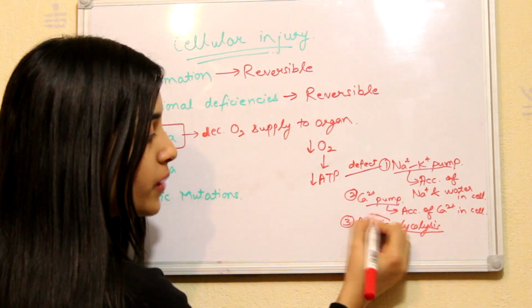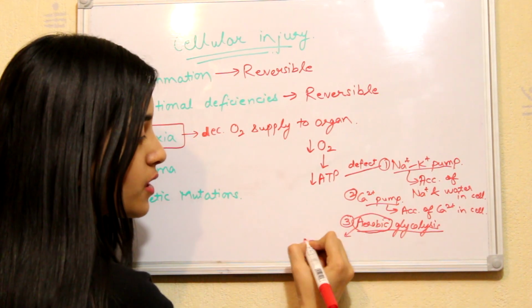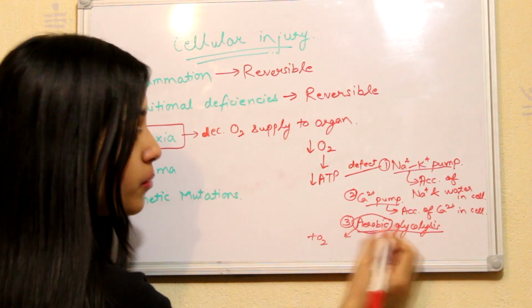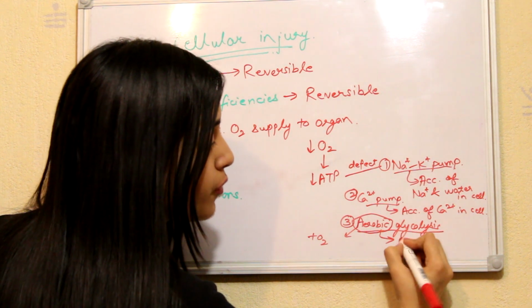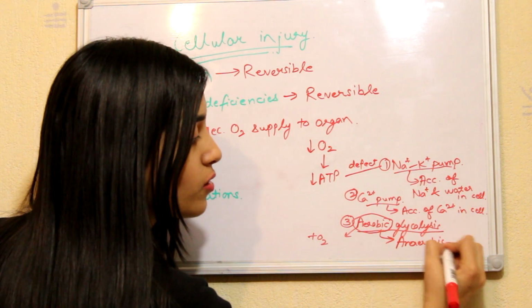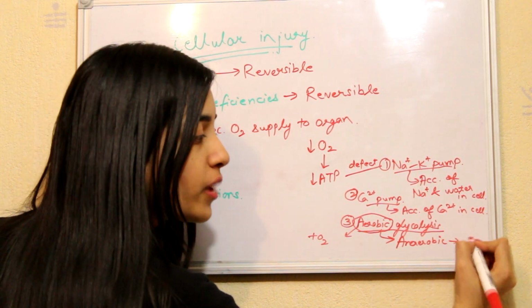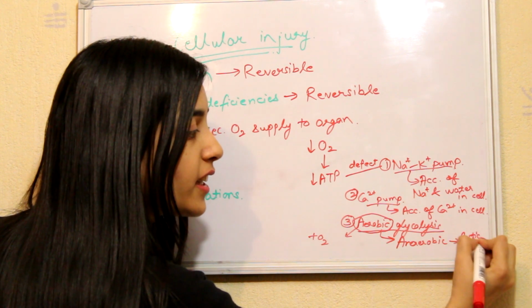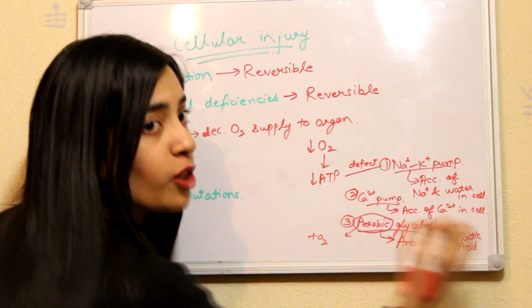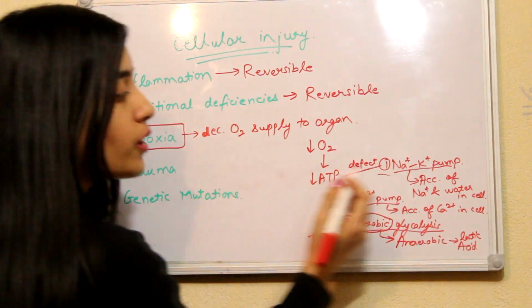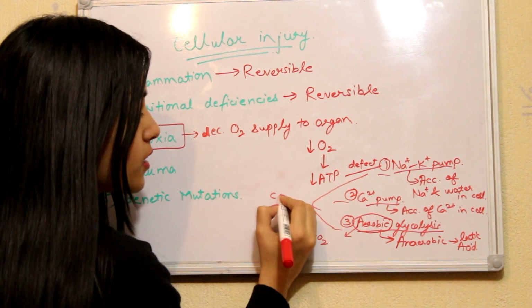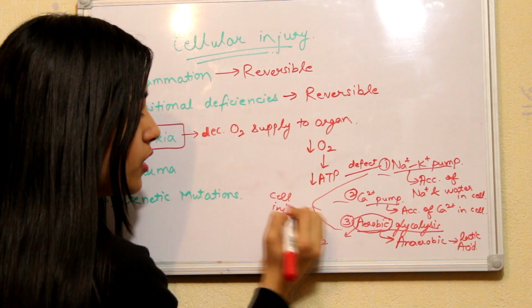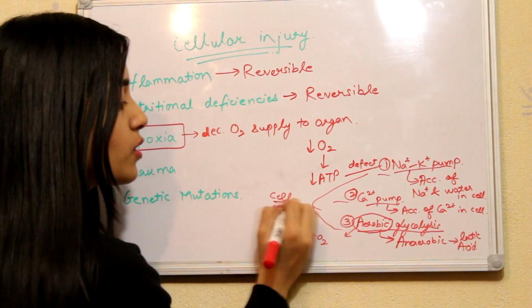Aerobic means in the presence of oxygen, but the oxygen is deficient here, so this will eventually shift to anaerobic glycolysis. The end product of anaerobic glycolysis is lactic acid, so there will be accumulation of lactic acid. Due to the defect in these three main processes, this will cause cell injury. This is very important.